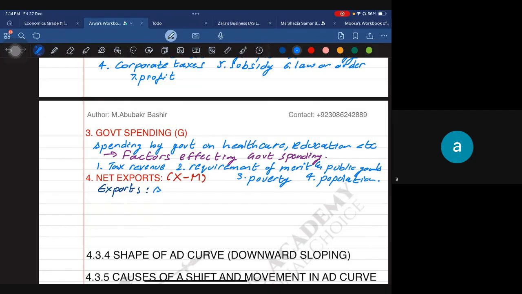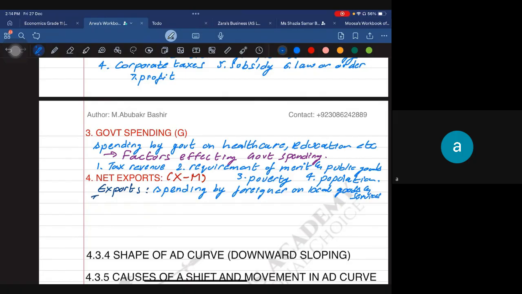Exports are basically when, for example, my economy is going to trade with another country. So I will be trading my goods and services to them, and in return, they will be paying me their currency. So it's going to come to my country. Basically, an injection. So, spending by foreigners on domestic goods and services.